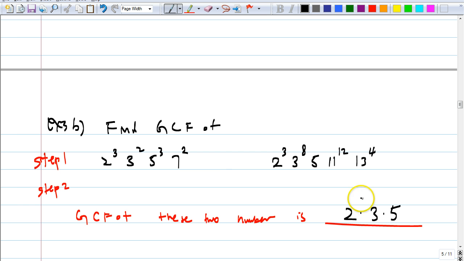We have to choose which exponent. Now, 2 to the third, 2 to the third. Compare both of these. Well, they're the same. So guess what? It's going to be 2 to the third, right? What about 3? 3 to the second or 3 to the 8th? What about 5 to the third or 5 to the... This is what? 5 to the? First. So we just have 5. Guess what? We have found the GCF.